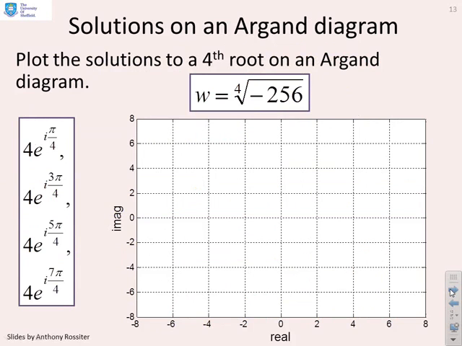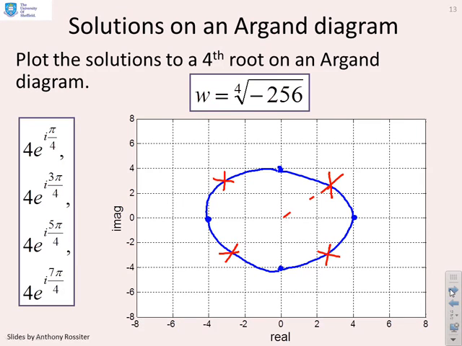Let's put these then on an Argand diagram to see what they look like. So first of all, 4e to the i pi by 4. Well, pi by 4 is 45 degrees. Okay, now I'm going to mark my circle of radius 4, because you'll notice all of these numbers. Okay, I'm not very good at drawing circles, but you'll find all of these numbers lie with a modulus of 4. So they're all going to lie on that circle. So 4e to the i pi by 4 has got to be there, at 45 degrees. 4e to the i 3 pi by 4 is there. 4e to the i 5 pi by 4 is there, and 7 pi by 4 is there.